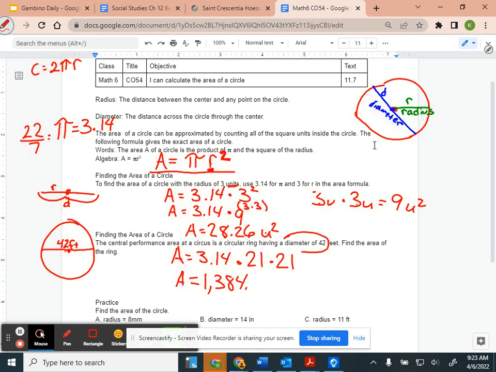1,384.74. And we need to put our label, feet squared. So it's super important that we remember to check. 21 squared is a much different number than 42 squared. Remember, we only use the radius when we find the area. So if they give you the diameter, you can find the radius by dividing by 2. But you have to remember to do that. Make sure you're using the radius.